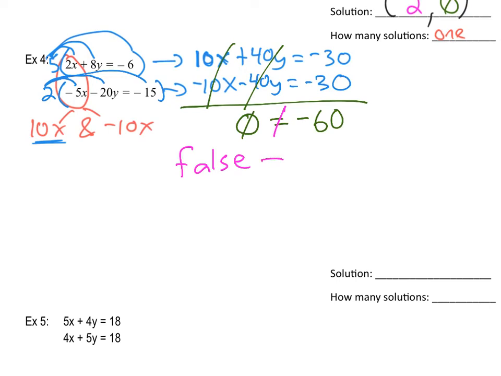False. False means what? No solution. These lines do not cross. So that must mean that these lines are parallel lines.